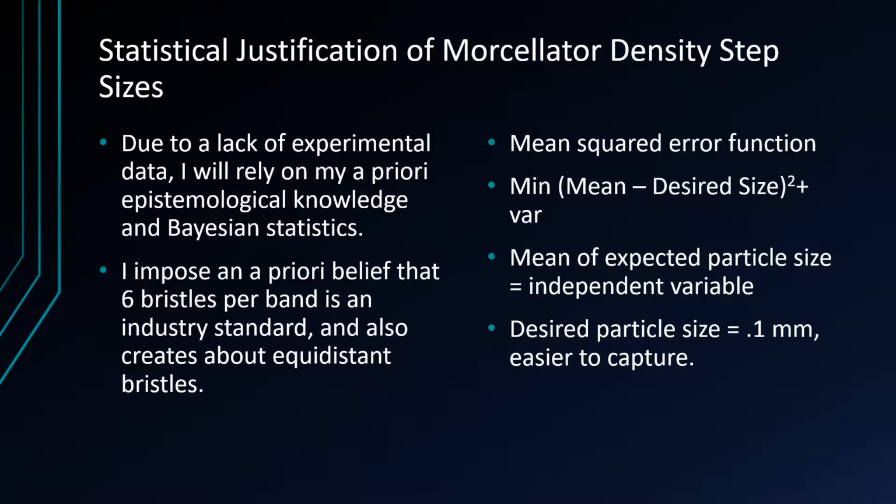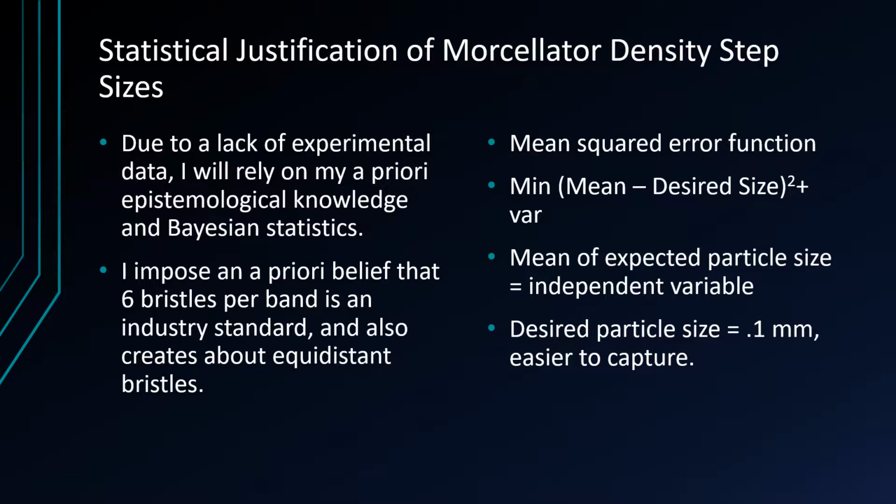So, the statistical justification for morcellation density step size. Now, due to a lack of experimental data, I will have to rely on my a priori epistemological knowledge and Bayesian statistics. I impose an a priori belief that 6 bristles per band is the industry standard in terms of density, and that it also creates about equidistant bristles, because if the bristle is about half a millimeter and there's about 6 millimeters in the circumference of the morcellator, you get half a millimeter of bristle, a half millimeter of space, and then another bristle, which continues around the circle.